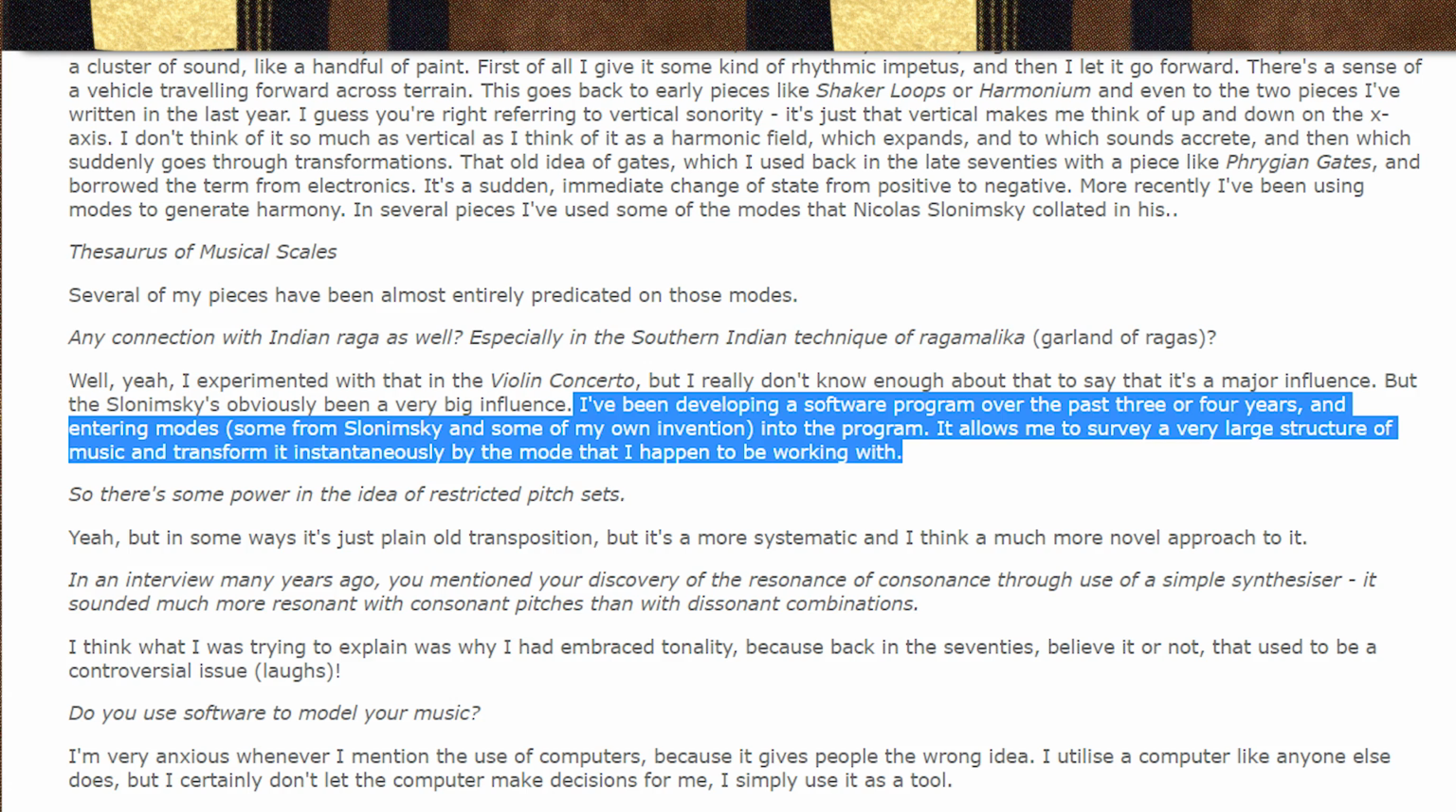It's not particularly surprising to hear that many of these manipulations are done with the help of computers. In one interview, Adams said, "I've been developing a software program over the past 3 or 4 years, and entering modes, some from Slonimsky and some of my own invention, into the program. It allows me to survey a very large structure of music and transform it instantaneously by the mode that I happen to be working with." So I haven't been able to track down specifically what he uses, although he did mention using Digital Performer software in one interview. I'd certainly be fascinated to see more in depth how he does this.